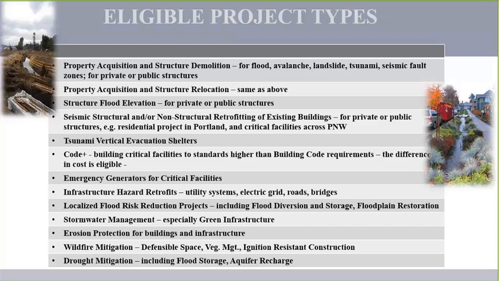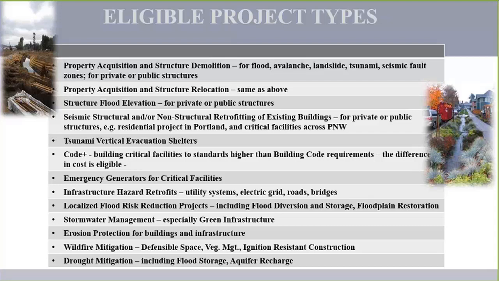Localized flood risk reduction projects, including flood diversion and storage, floodplain restoration, stormwater management, especially stormwater projects that involve green infrastructure elements, erosion protection for buildings and infrastructure. A lot of people don't realize that that can be funded through PDM and HMGP as well. Wildfire mitigation. Three different kinds of activities right now are eligible under PDM: defensible space, vegetation management, and ignition-resistant construction.